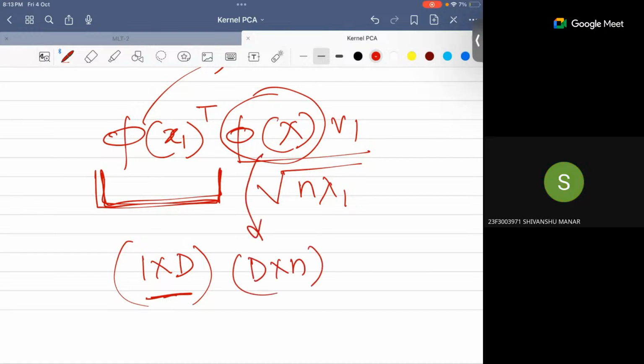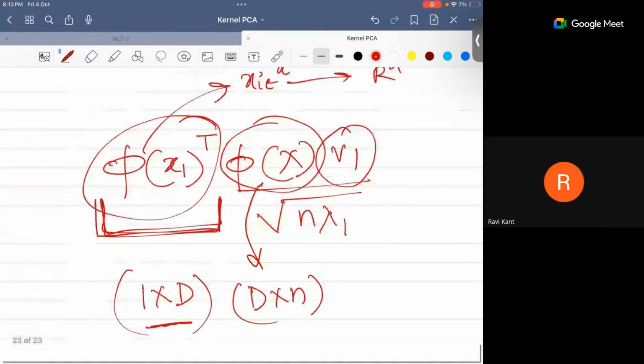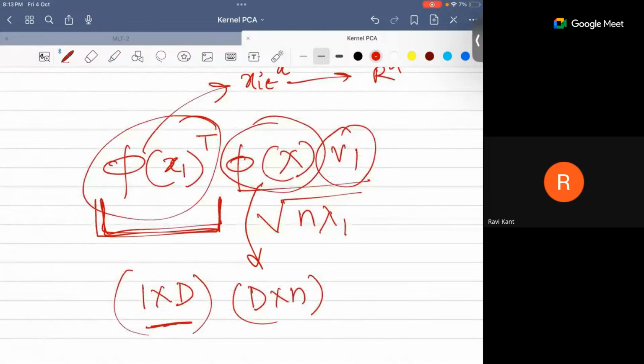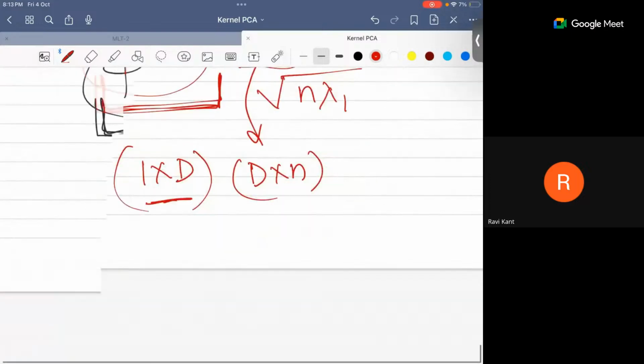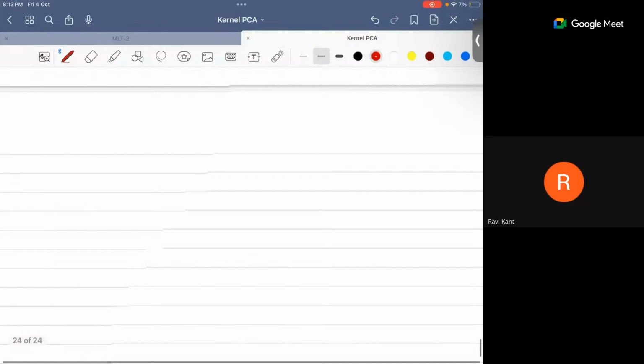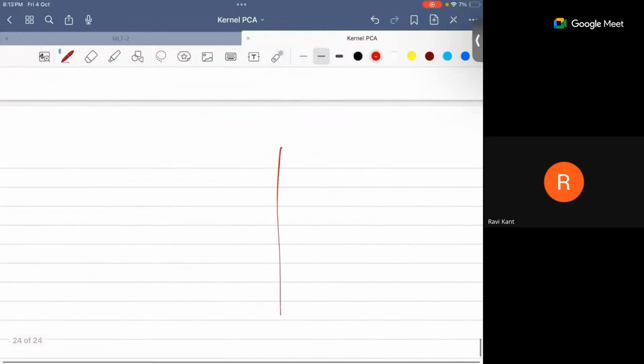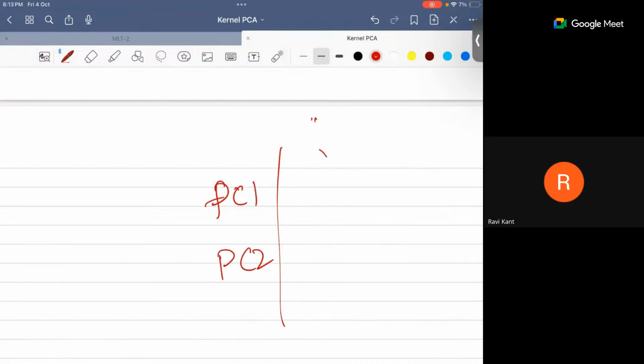And what is the dimension of this vi? For the first one, it should be n cross d? No, this projection that we are making is for one vector, the first one. See, what we were doing in the principal component, we were having PC1 and PC2. So for each vector, we were taking the dot product and storing some scalar projection, right?